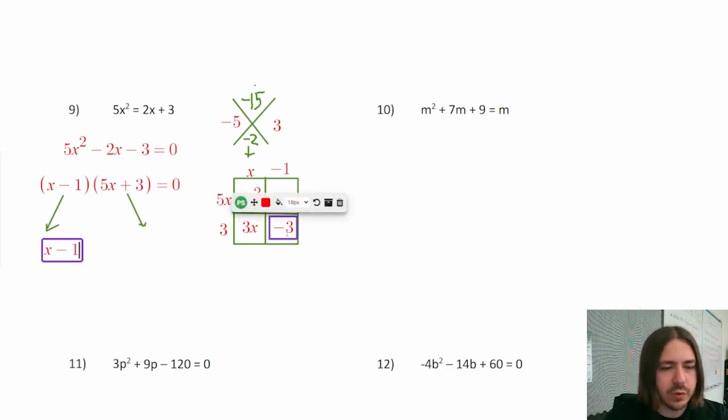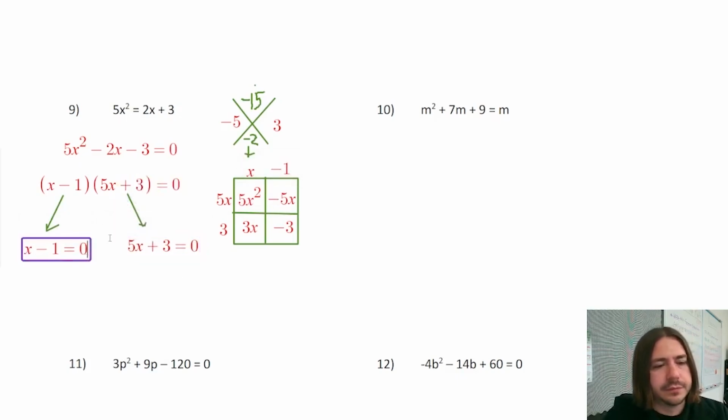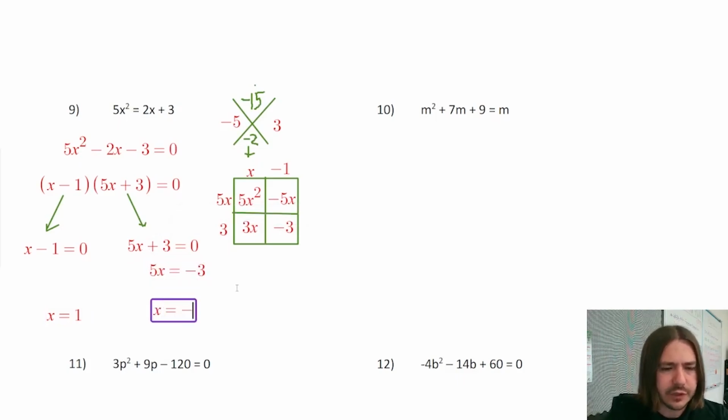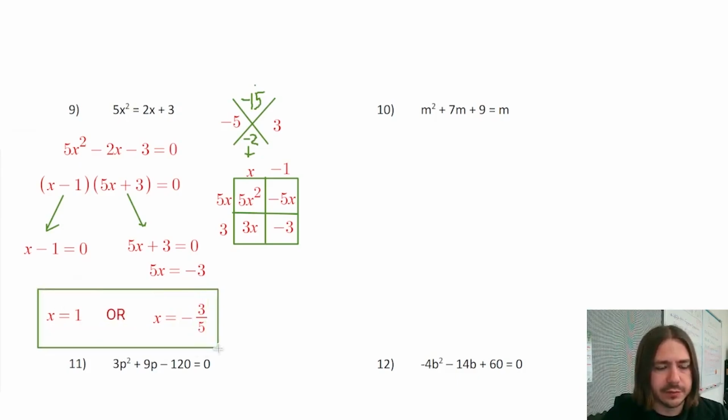You can say that either x minus 1 is going to equal 0, or 5x plus 3 equals 0. So for this one, we're going to add 1 to both sides. So I get x equals 1. On this right-hand equation, I'm going to start by subtracting 3 on both sides. Then I need to divide both sides by 5. So I get x equals negative 3 divided by 5. There we go. Those are our two solutions.